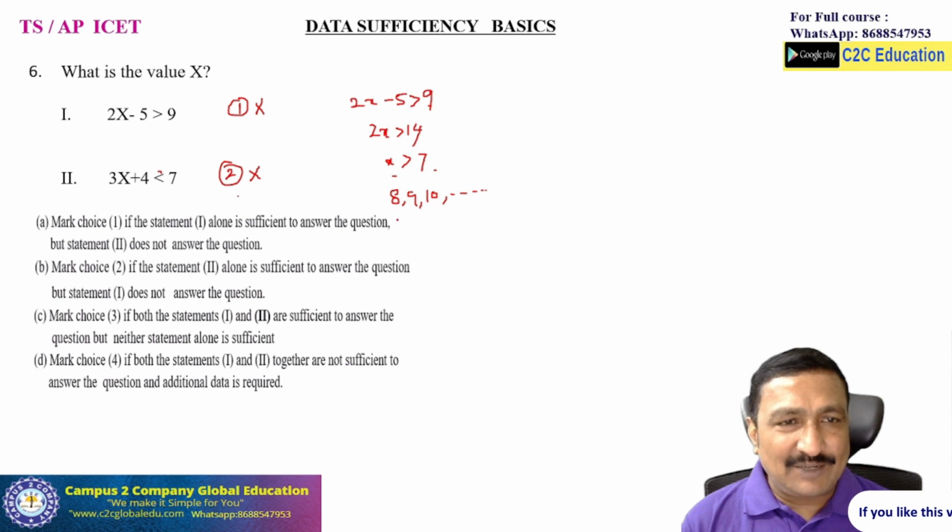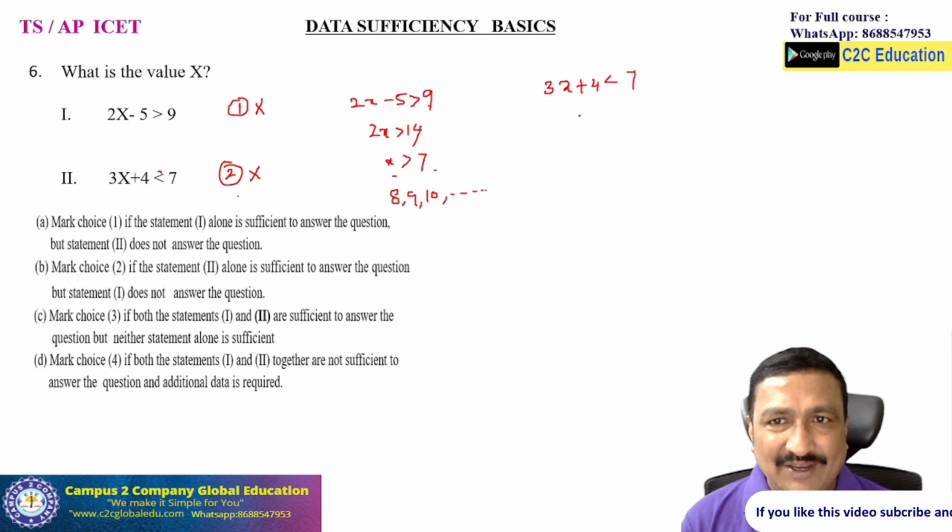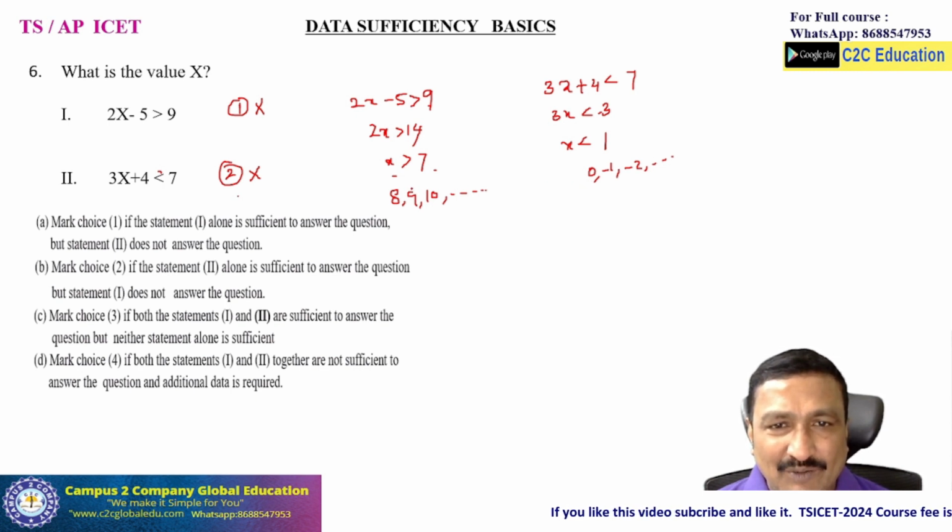So according to first statement, no. And combining second statement, 3x plus 4 is less than 7. 3x is less than 3. x is less than 1. So x is less than 1 means 0, minus 1, minus 2, minus 3, and so on will come. Even 8.11, 9.11, 9.2, 9.3 decimal values also will come. So while you are combining also, we cannot say a particular value.